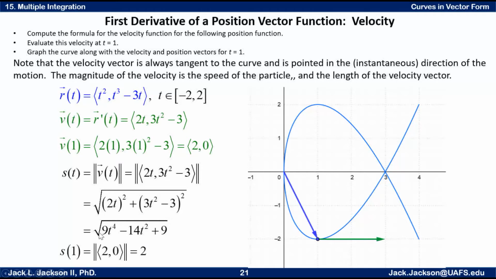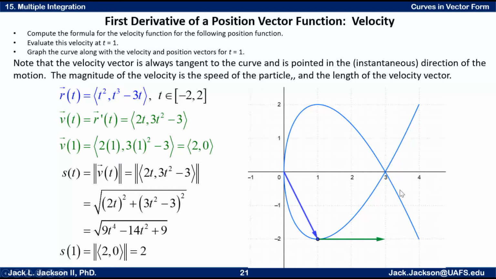Of course, that's all under the square root. So that's a function of s. If you were to plug in 1 into this, you get 9 minus 14 plus 9 is 4. Square root of that is 2. And of course, it's pretty easy to see that the length of that is 2. Or if you take this one here, 2 squared plus 0 squared is 4. Square root of that is 2. So the speed there is 2 units.